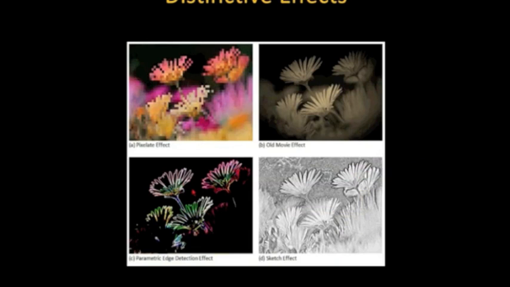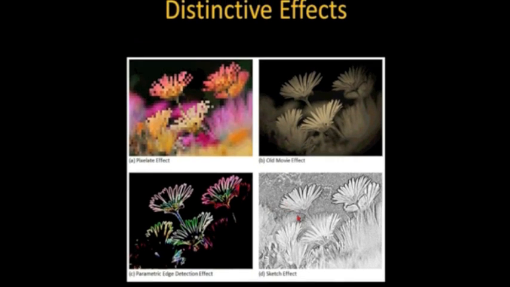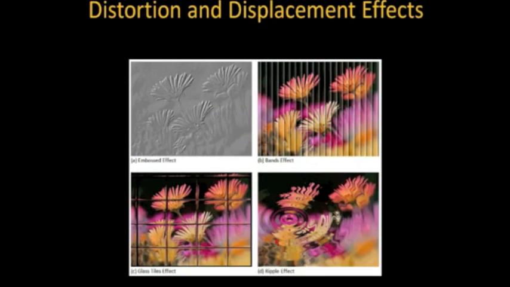Here's some of what I call distinctive effects that don't fit in any one category. There's pixelate, making it blocky, old movie effects, parametric edge distortion, and sketch effects. We've got distortion and displacement. Here we're moving items around on the screen. So here you can see the classic ripple effect. What we do is take these pixels and move some of the pixels a little further up the page, and some further down the page, and it makes them look like they're bunching together in areas and stretching apart in other areas, and so we end up with these ripple effects.